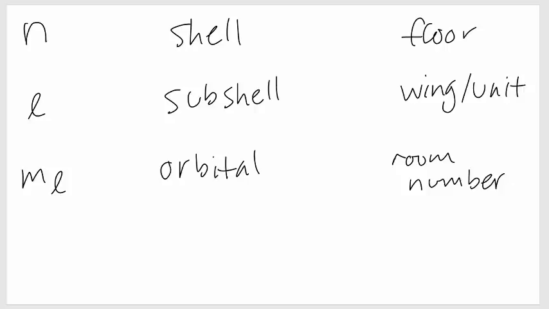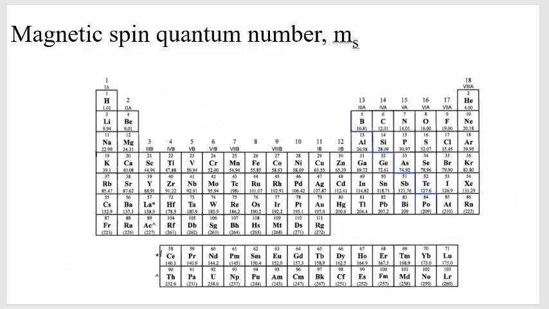Then we have one more quantum number to talk about, and that is called the magnetic spin quantum number, M sub S. This is narrowing it down even further. So in a hospital, most rooms would have 2 patients in them, and this magnetic spin quantum number would narrow it down to the patient, like bed 1 or bed 2 in that particular room. Okay, so let's go over the magnetic spin quantum number. For starters, there are only 2 possible values for M sub S for any element. That is either +1/2 or -1/2.